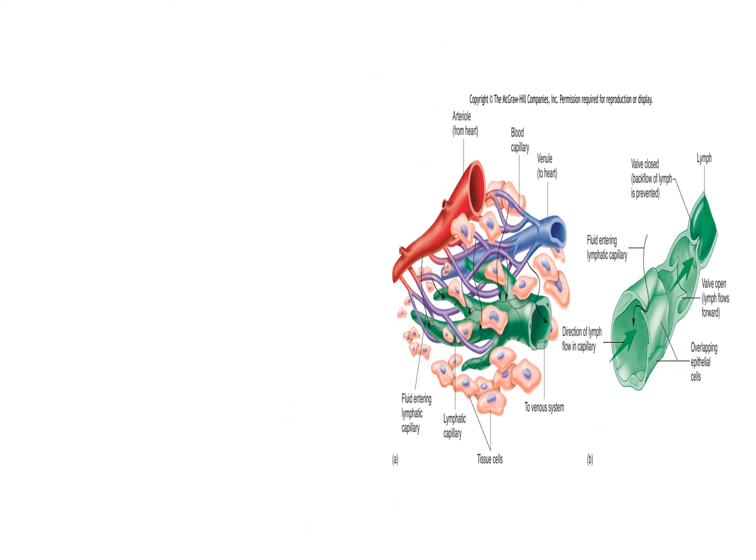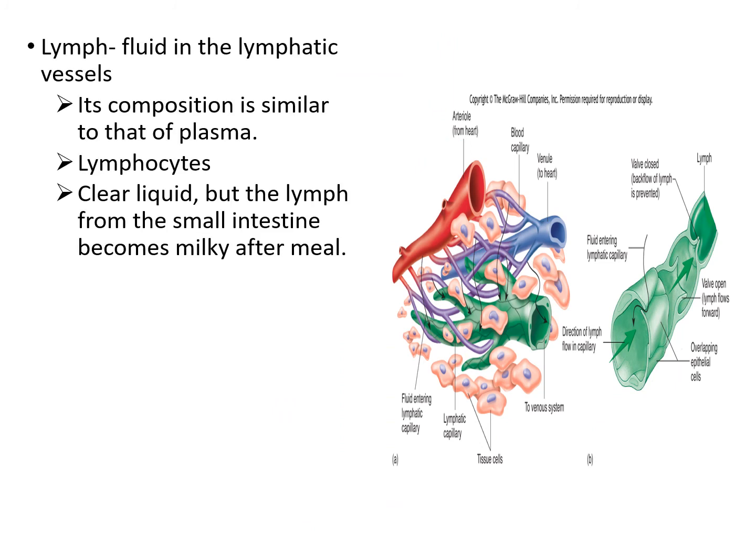So here, we have the lymph fluid in the lymphatic vessel. What are we trying to do here? We're trying to take note of the composition of the lymphatic fluid. The composition is similar to that of the plasma. If you're not familiar, guys, the blood is composed of two major parts, the formed element and the plasma. The plasma is actually the fluid content of the blood.